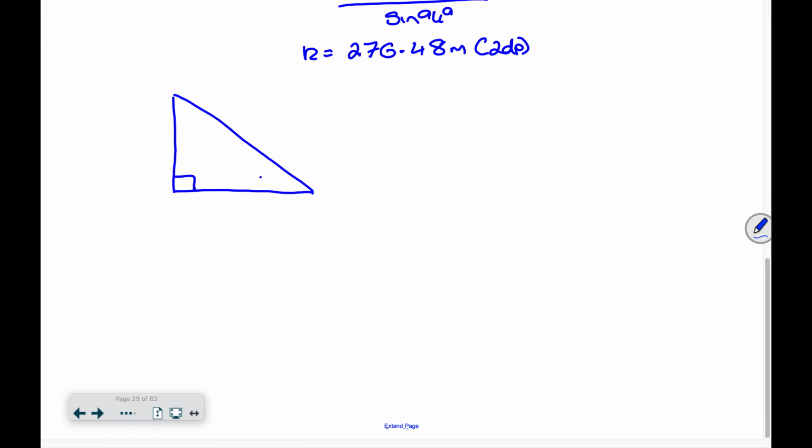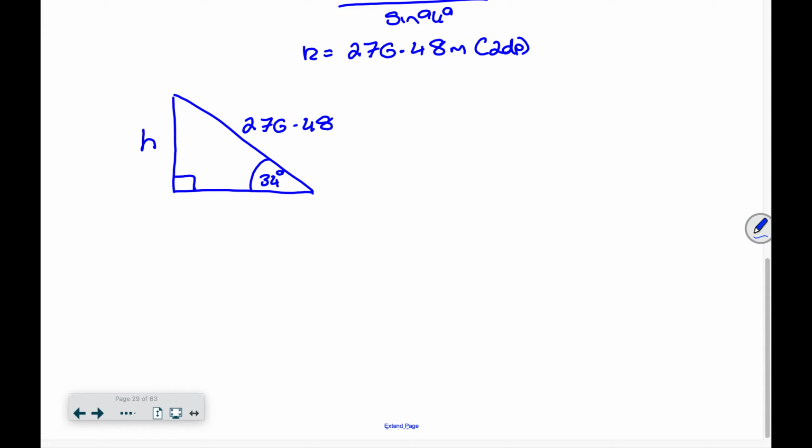So this angle here is 34 degrees. This is 276.48. And I want to work out this side here. We'll just call it H. So really what we can now do is two things. We can either use the rules we've already been using, the sine rule, the cosine rule, etc. Or it's a right angle triangle. It's back to very, very simple, straightforward trig.